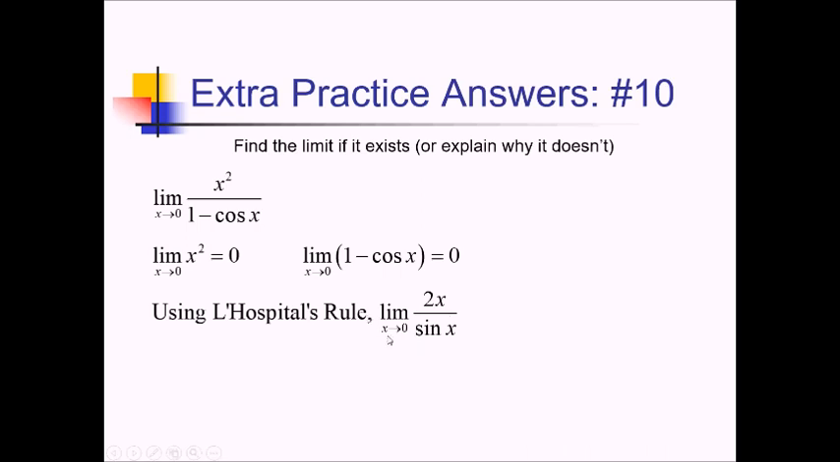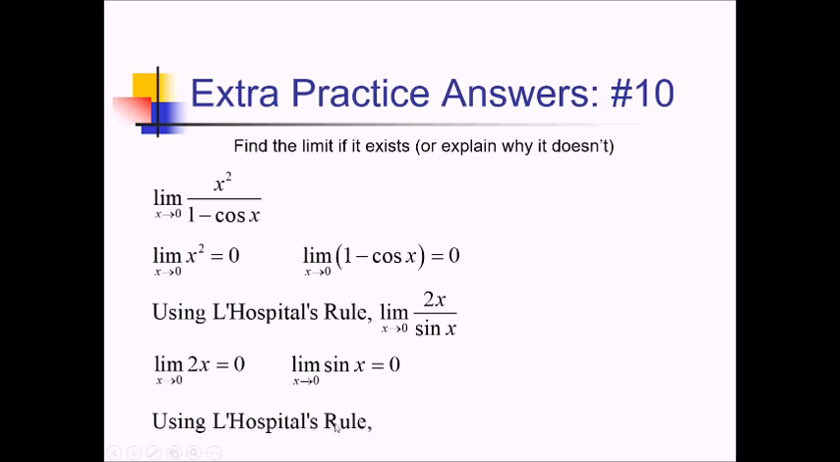So the limit as x approaches 0 of 2x is 0. And the limit as x approaches 0 of sine of x is also 0. So using L'Hopital's rule one more time, we've got the limit as x approaches 0 of 2, the derivative of 2x, over cosine of x. Definitely not going to be indeterminate anymore, so let's just go and plug in 0. So that's going to be 2 over 1, which is just 2.